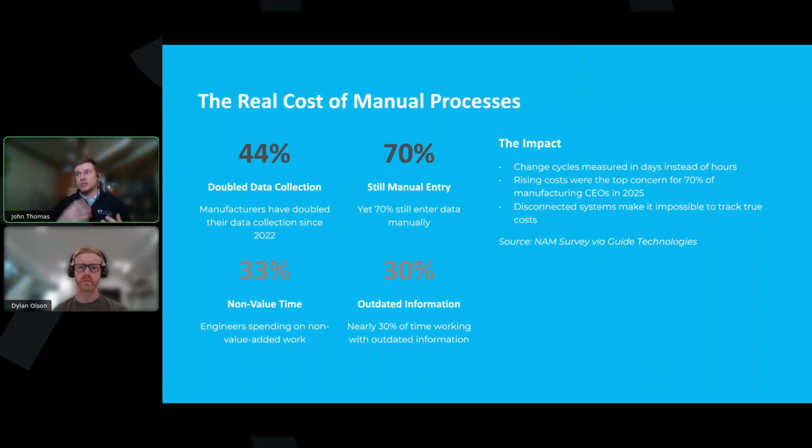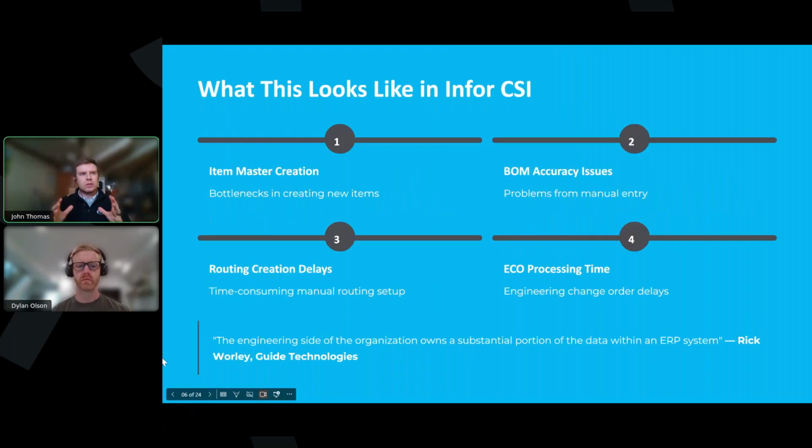So all of that translates into rising costs as well. That's a huge concern, as you see here on the screen, of manufacturing CEOs, is trying to alleviate those rising costs. And when you are spending a lot of time and energy on manual data entry, that translates into time being money and money lost. So that's the issue. What does this look like, though, specifically in Infor? And I'll turn this over to Dylan now to be able to speak to this a little bit more directly.